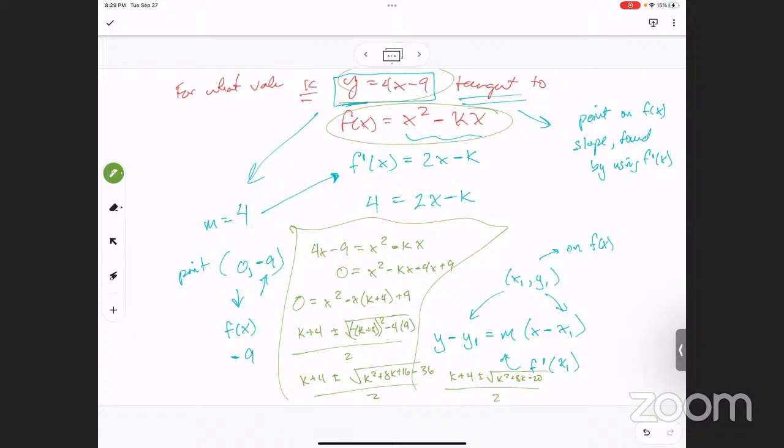So those are my possible solutions, the possible points where it intersects, but we don't know the values of k yet. Yeah. We just know that those are my x values. So then maybe, but we also know that we have this right here.